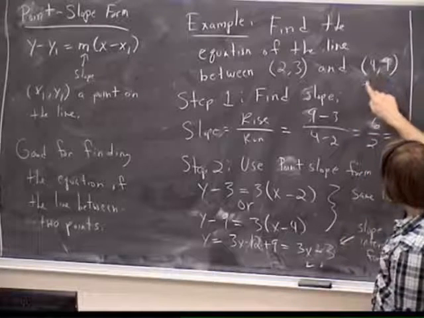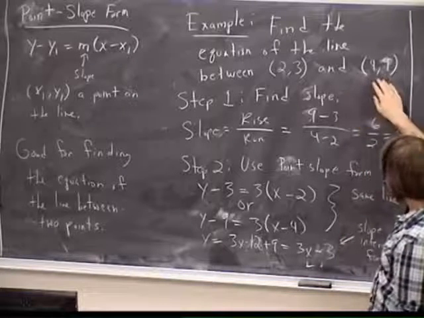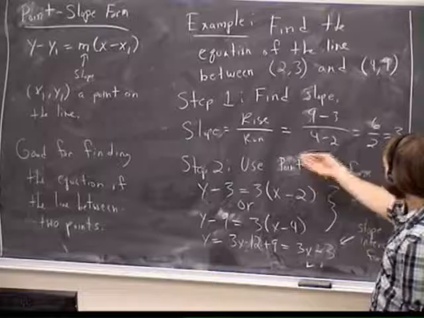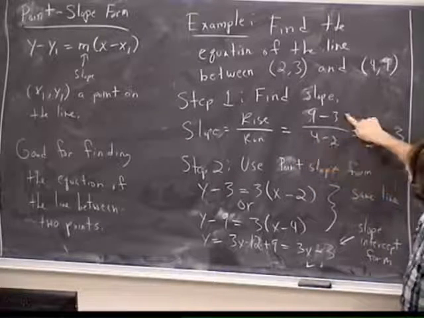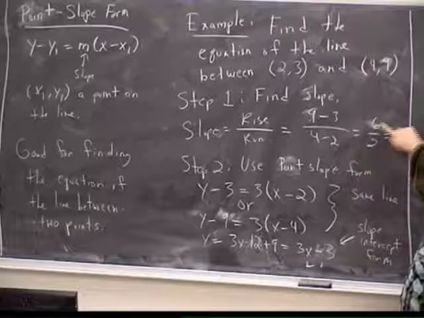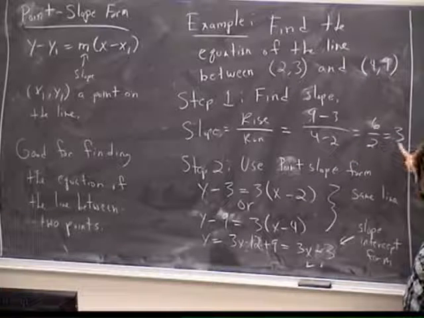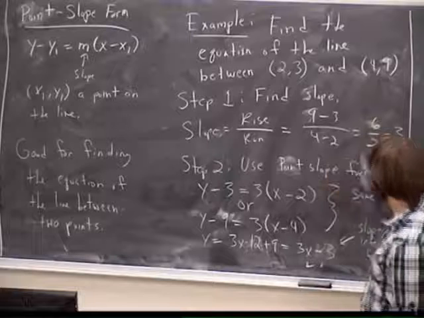You just have to be consistent about which point is the first one and which one is the second one in the formula for slope. Okay, so now I'm going to finish this computation. We get 6 over 2, which is equal to 3. So now we know that our slope is equal to 3.